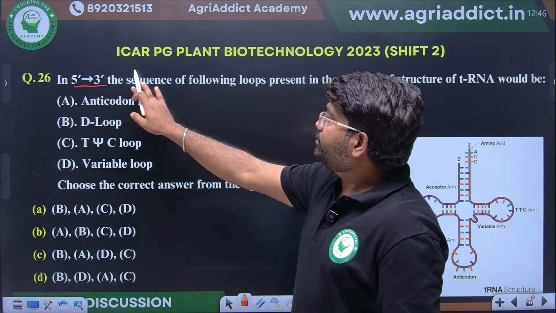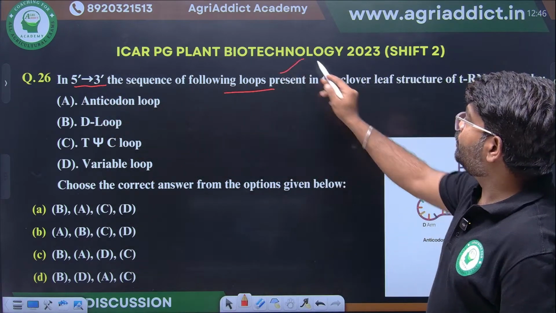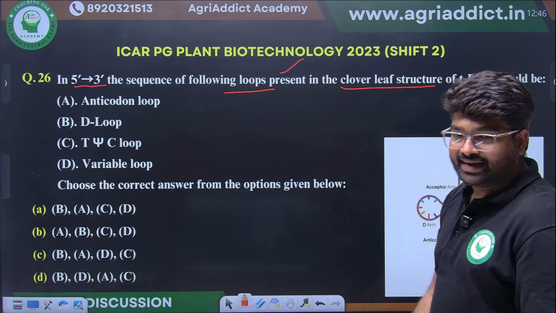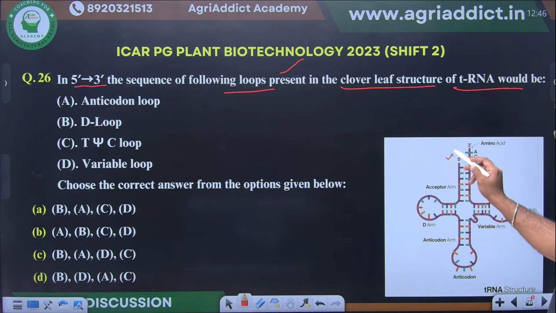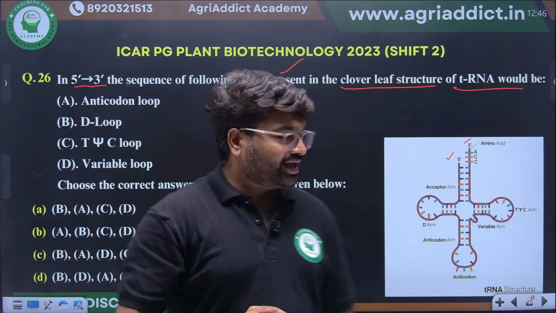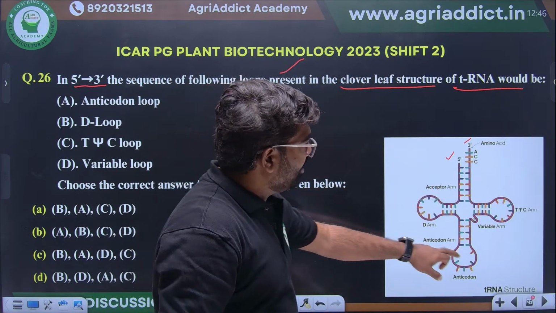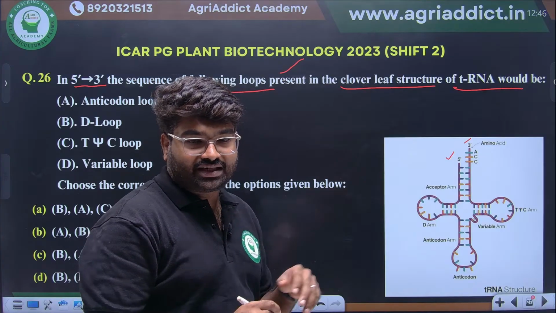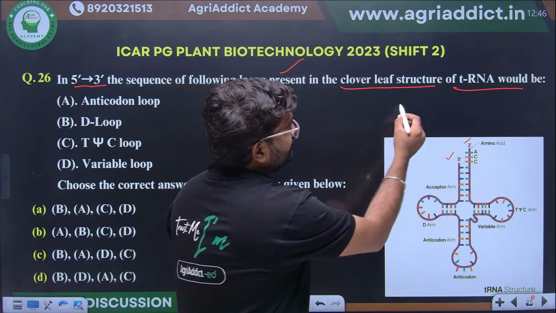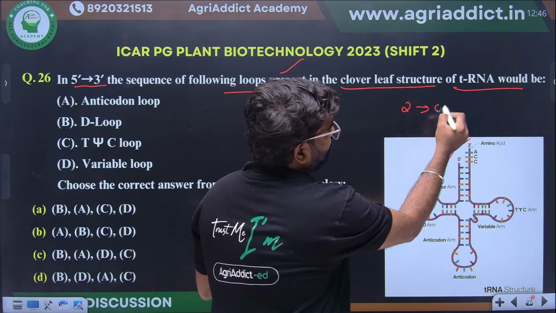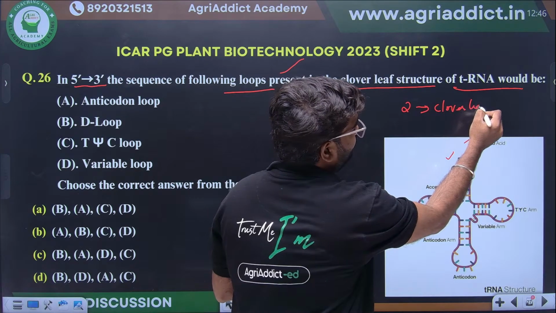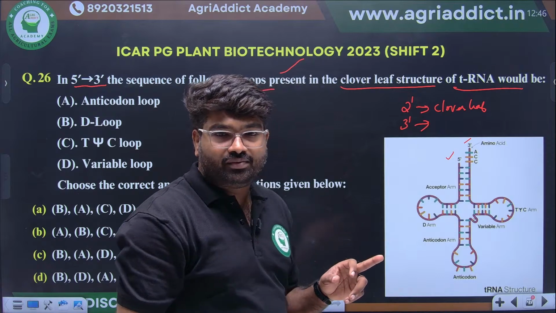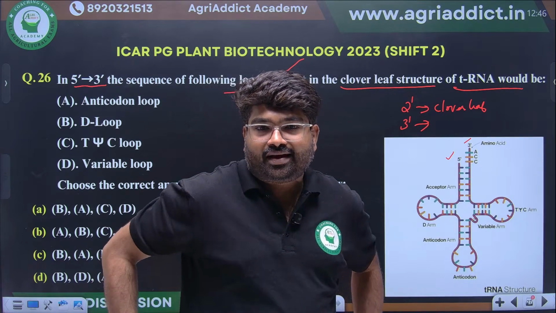In 5' to 3' sequence, the following loops present in cloverleaf structure of tRNA molecule will be... They are asking, if we read from 5' to 3', what are the arms present in the tRNA cloverleaf structure? Another thing: secondary structure of tRNA is cloverleaf, correct? What is the tertiary structure of tRNA? Any guesses?